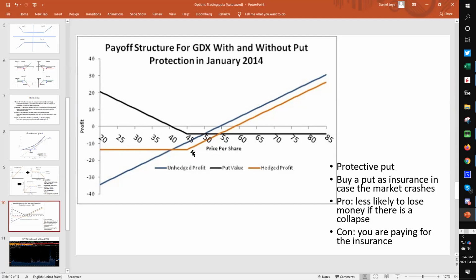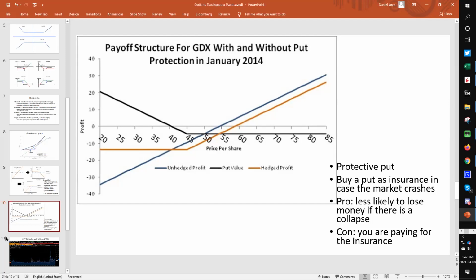Does that make sense? So a protective put, you buy a put as an insurance in case the market crashes. Pro is you're less likely to lose money if there is a collapse. Con, you are paying the insurance, therefore you're going to be losing money on that. It's a sunk cost, right? It's an insurance, so you're going to be losing money no matter what. You're going to be losing the option no matter what.